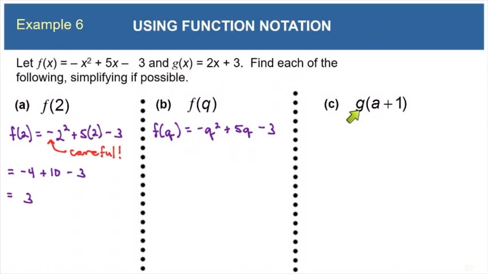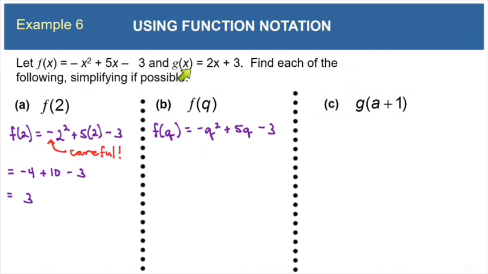And now let's look at part C. Here we have g of a plus 1. So this time we're going to the g function and we're plugging in the expression a plus 1. Now look at the g function. It says g of x equals 2 times x plus 3. Here we've replaced the x with the expression a plus 1.